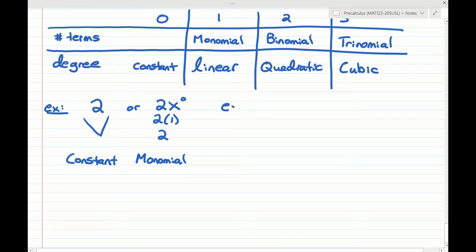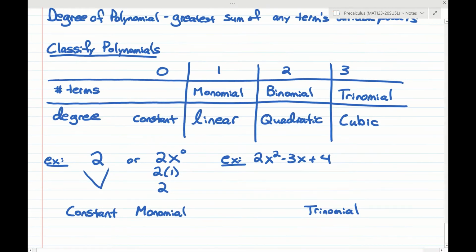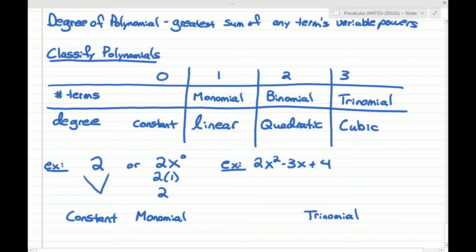What about if we had something like this? Let's say we had 2x to the second minus 3x plus 4. Now, based on the number of terms, there's 3 terms, so we would call this a trinomial. But what's the highest degree here? Well, the highest degree is 2. So if you look at your chart, a second degree is called a quadratic. So this would be called a quadratic trinomial.